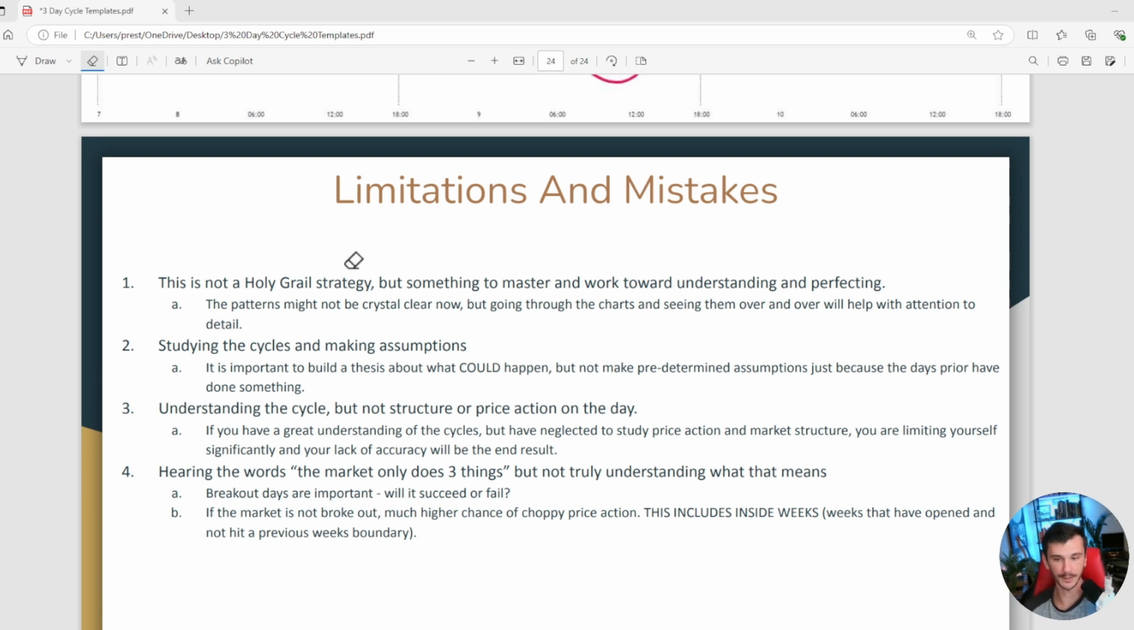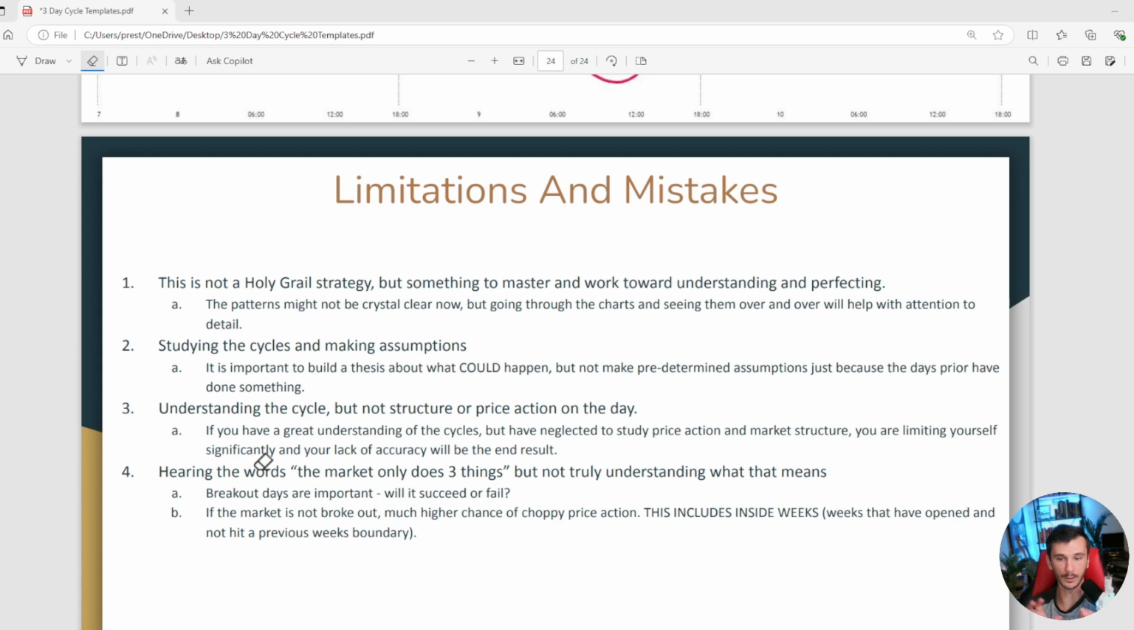There could be other things at play, which really brings me to not studying price action. If you are mainly solely focused on identifying the cycles and the signal days and things like that, and you're putting all of the weight on those understandings, you are really limiting yourself and limiting your accuracy as well. You're kind of just guessing based off of, well, I understand how yesterday formed, so today has to do this. That's definitely not how this works.